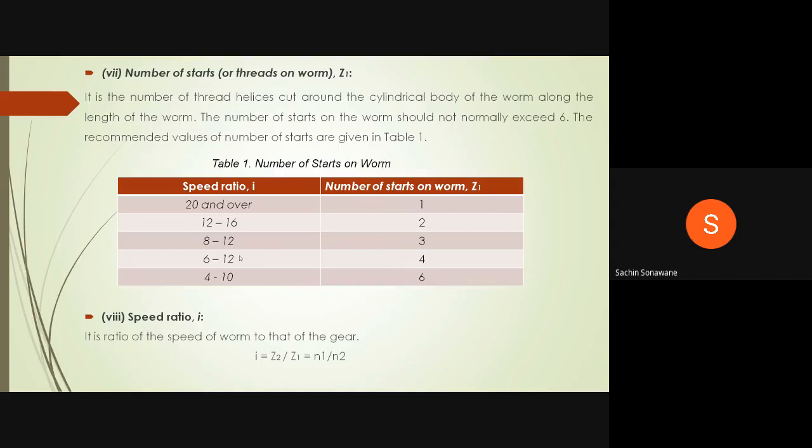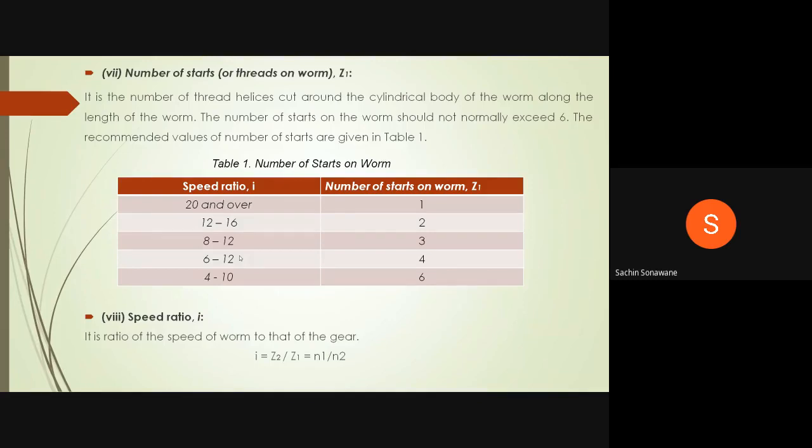Number of starts or threads on the worm, Z1. It is the number of thread helices cut around the cylindrical body of the worm along the length of the worm. The number of starts on the worm should not normally exceed 6. The recommended values of number of starts are given in Table 1.